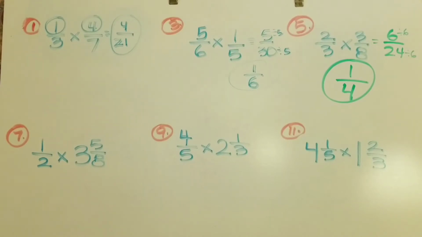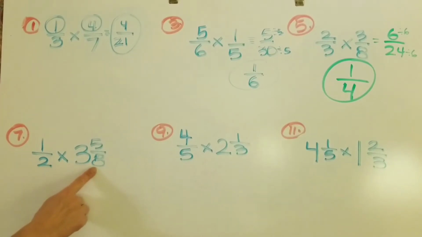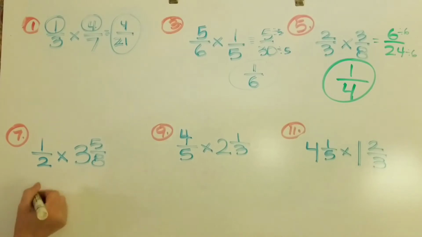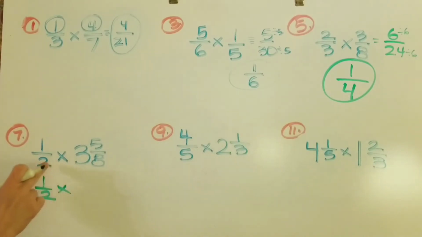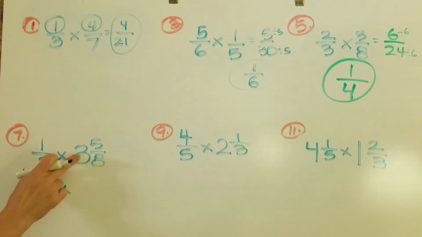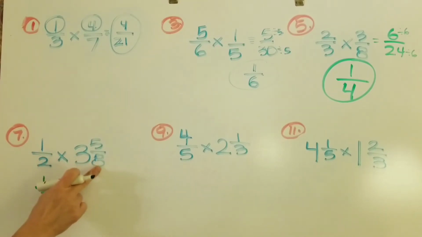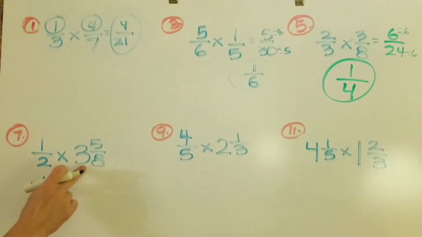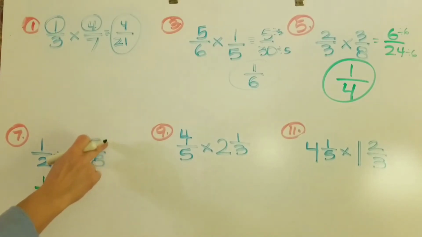For 7, 9, and 11, I'm going to help you with number 7 and 9, and I'm going to let you guys do 11 on your own, okay? So when we have a mixed number here, we're going to turn this into an improper fraction. So our new multiplication problem is going to be 1/2 times, you're going to multiply the whole number of 3 times your denominator, which is 24. 3 times 8 is 24, plus 5 is 29.